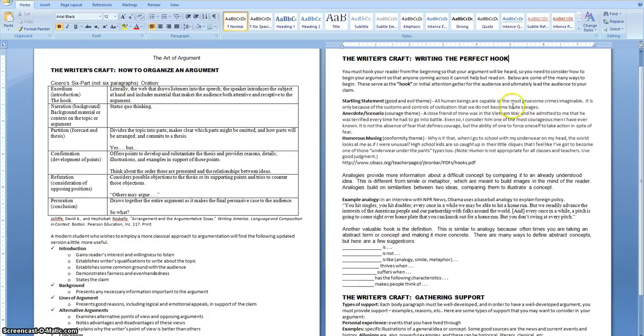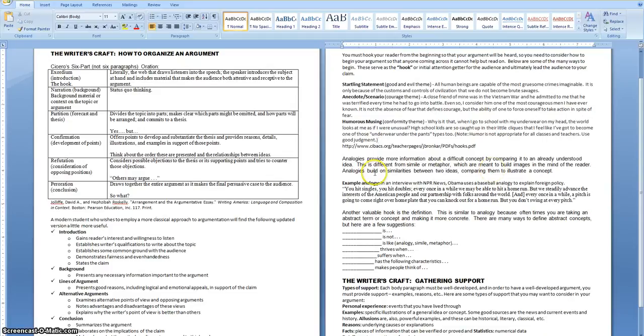You have a startling statement, and then anecdotes or scenarios. Even in the TED Talks, a lot of people use anecdotes where they tell a personal story or describe a scene from their observations in life. That's a beautiful way to start an essay. Humorous, musing.